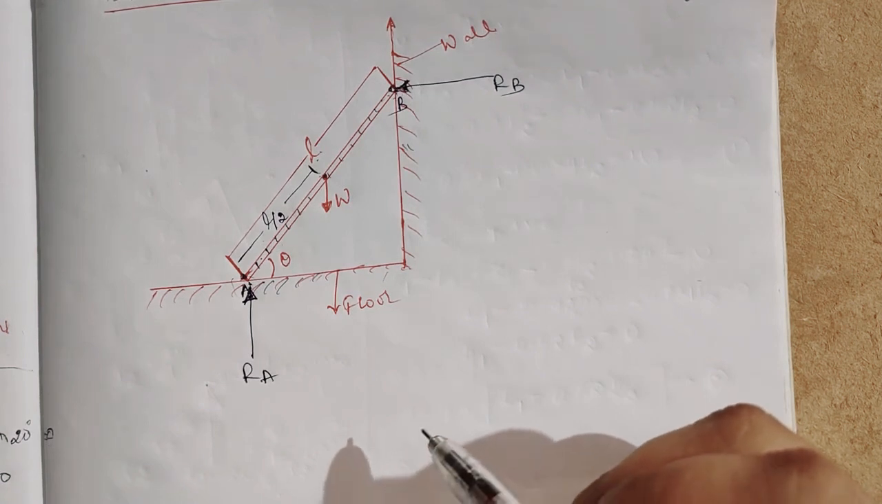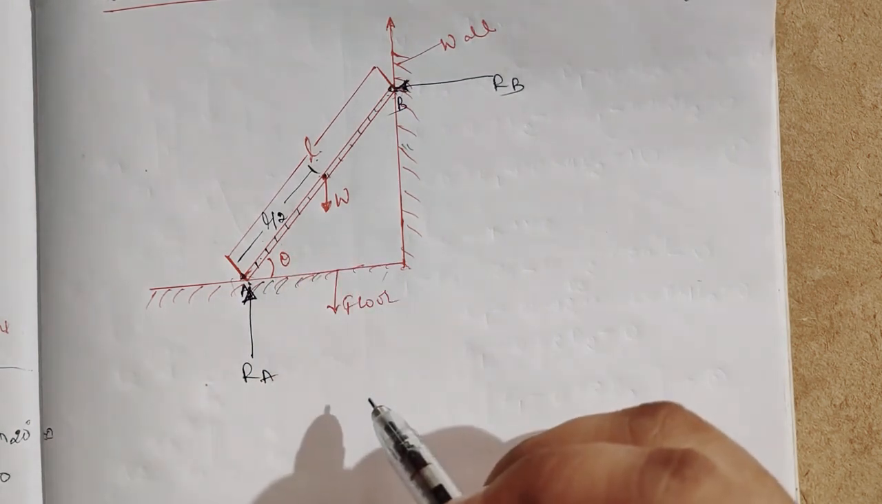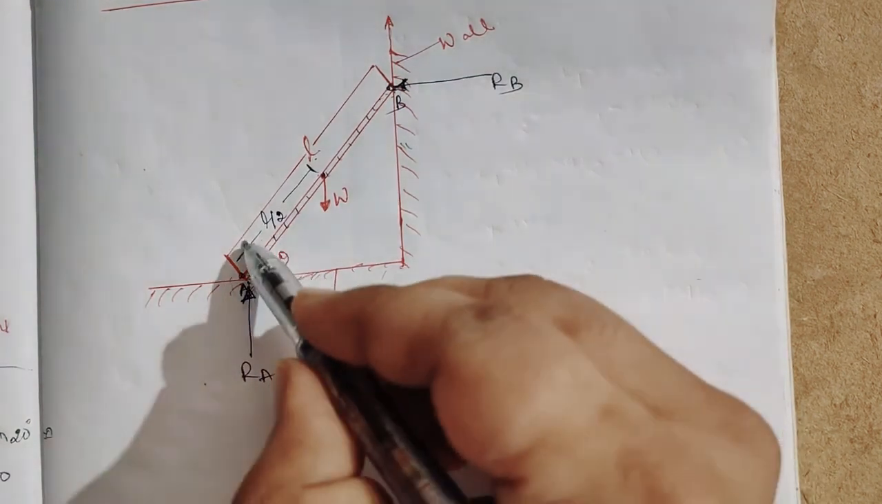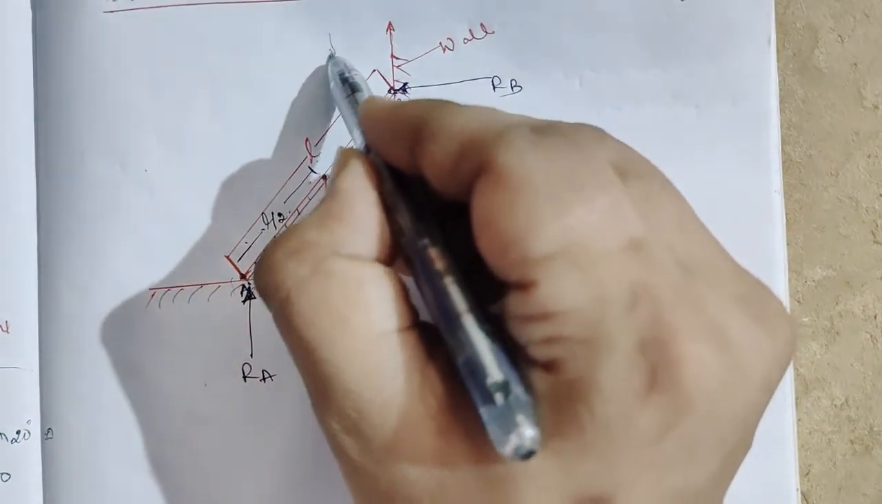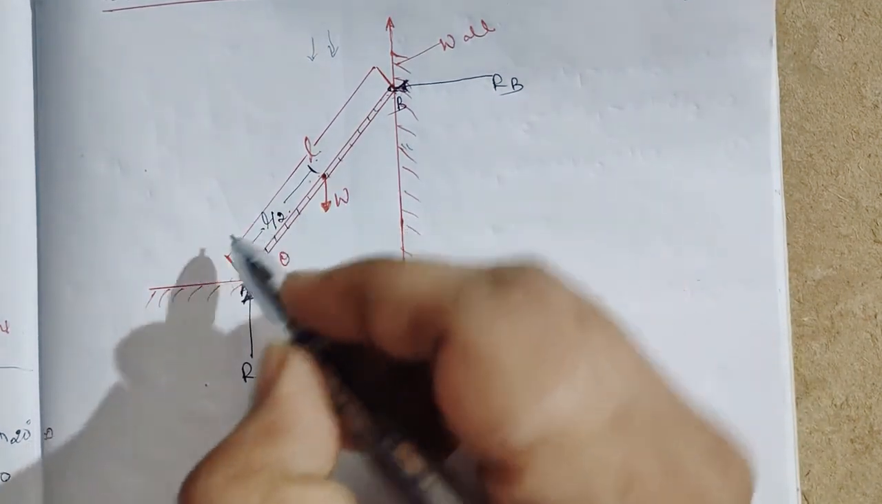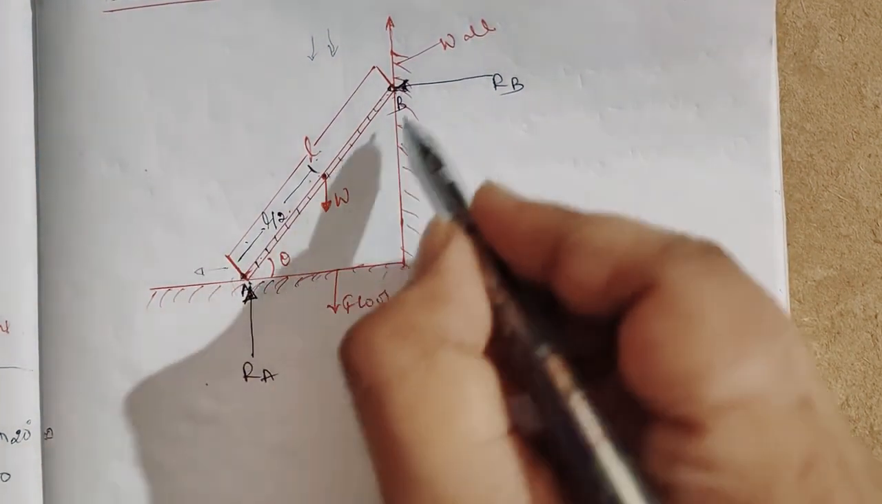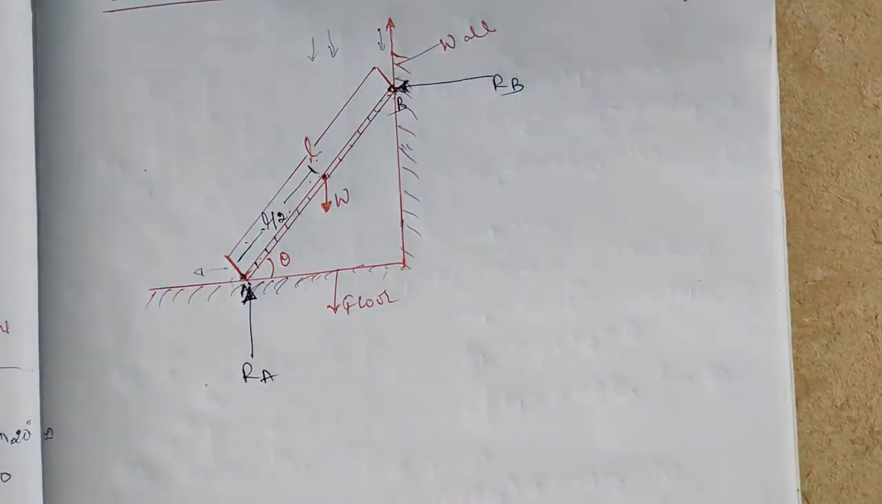Now next, what is there? When we climb on the ladder, one step, two steps, three steps, what will be the force? The force will be like this. Our force will make the ladder move in this direction, and this point will move in this direction.